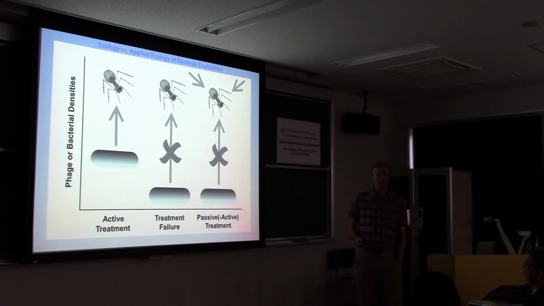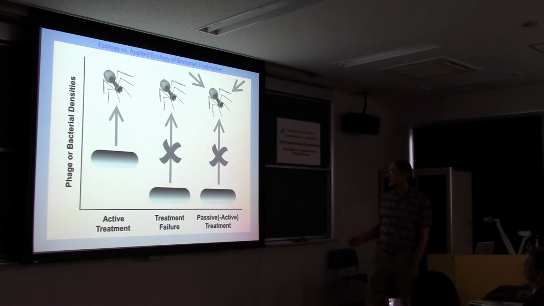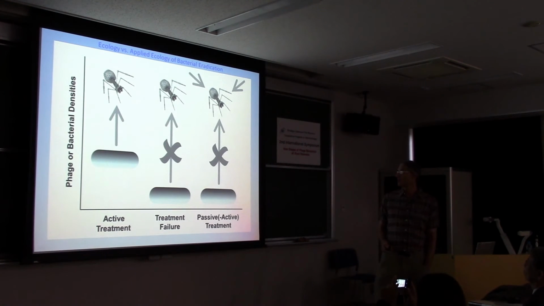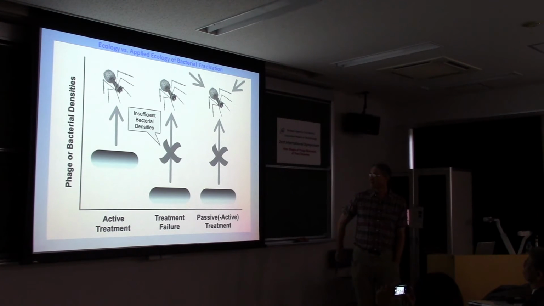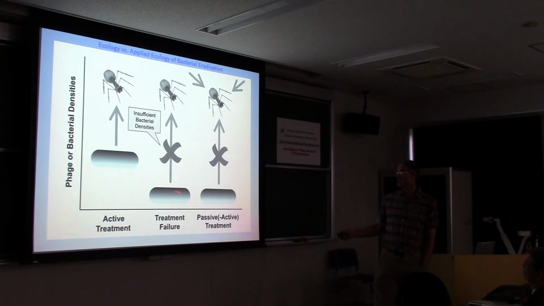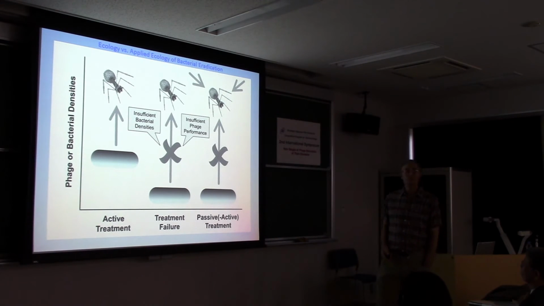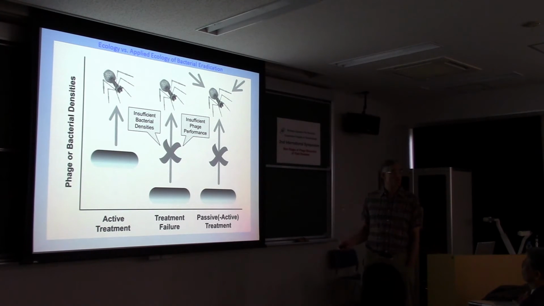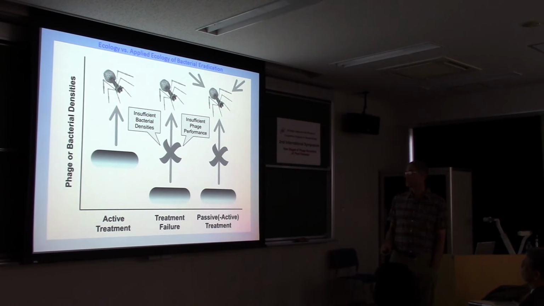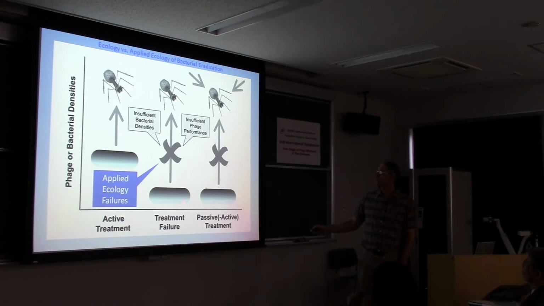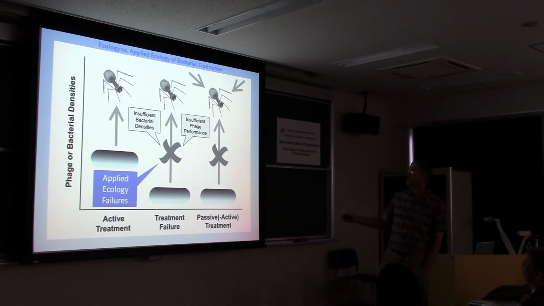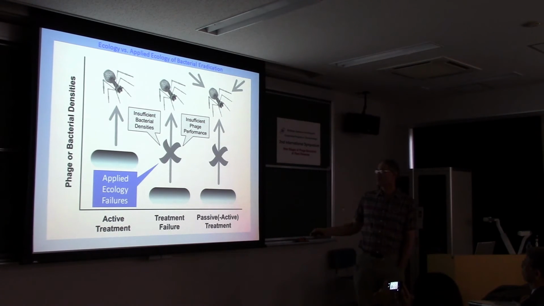Now, if we are not adding these phages exogenously, then we're going to end up with treatment failure. And treatment failure can be a consequence of there not being enough bacteria around to support sufficient phage population growth, or insufficient phage performance. So the phages may not be able to replicate sufficiently, or in fact, they may not be able to kill bacteria sufficiently. This really is a host range issue. And so we could describe failures that come about because there are not enough bacteria around or insufficient phage performance as applied ecology failures.